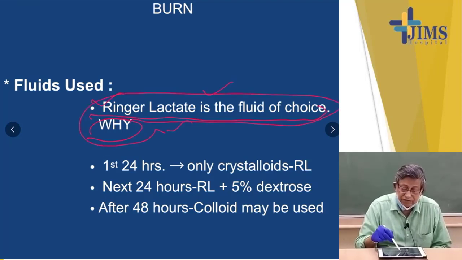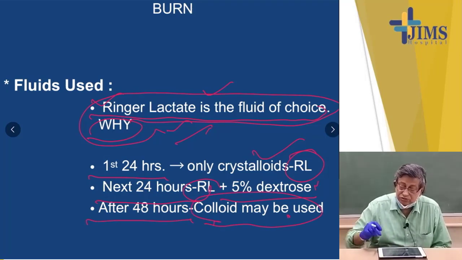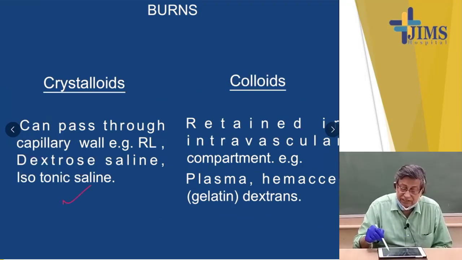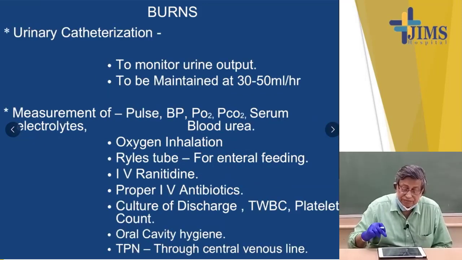and can replace the volume. So, in the first 24 hours only crystalloid, that is RL, Ringer lactate. Next 24 hours RL plus 5% dextrose. After 48 hours you can evaluate colloid, that is blood transfusion or other colloid solution. Now, crystalloids can pass through the capillary wall: RL, dextrose, saline and isotonic saline, but Ringer lactate is used. Now, colloid is retained in the intravascular compartment and draws more fluid, so there will be more hypovolemia and shock.